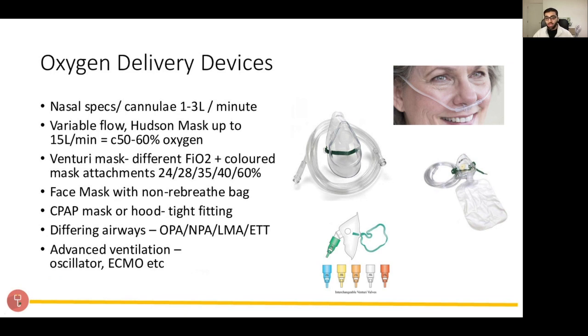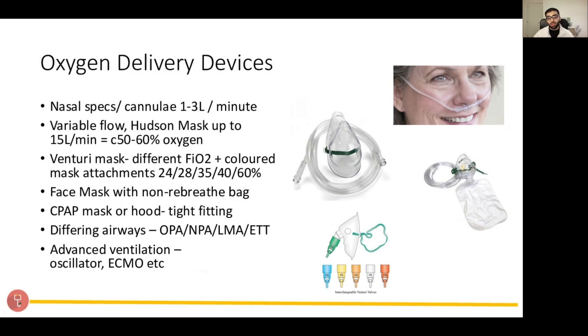These valves can be switched in and out to titrate the exact percentage of oxygen that you want to deliver. And these can come in 24%, 28%, 35%, 40%, and 60% as well, depending on which color you choose. You don't need to memorize which color corresponds to which percentage, just know that the venturi mask can be used to titrate oxygen very tightly. And again, the main situation you want to do this in is for patients with COPD, who you want to target SATs of 88 to 92, and you don't want to over-oxygenate them.